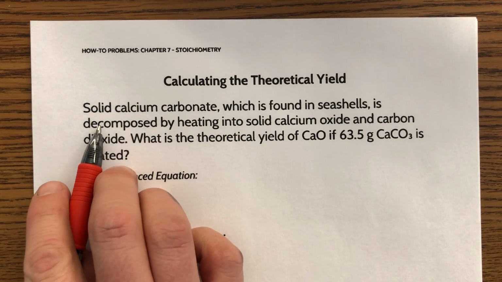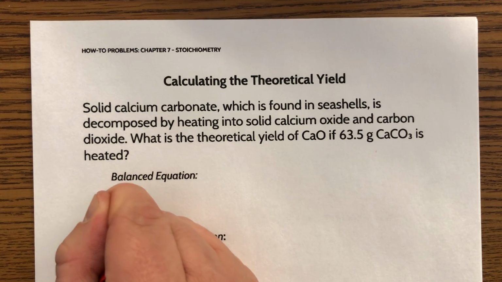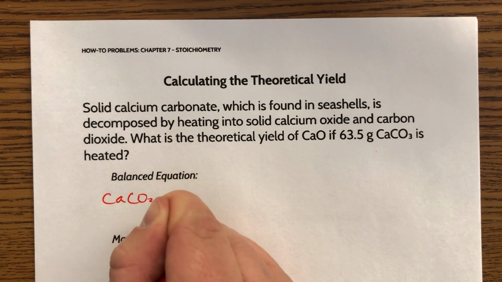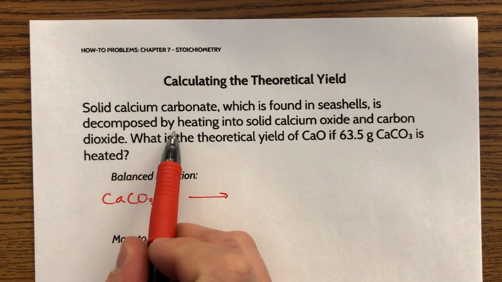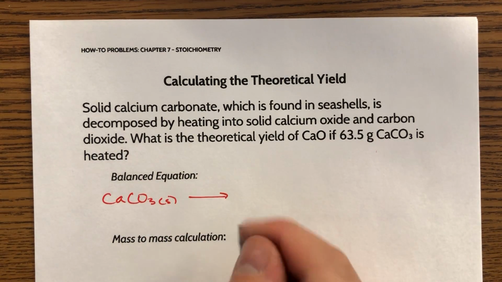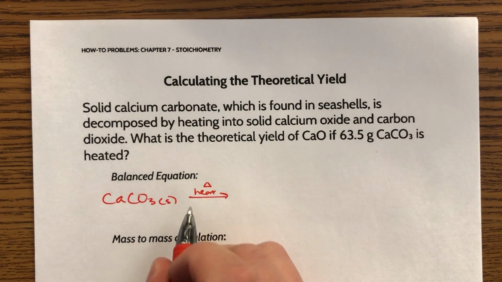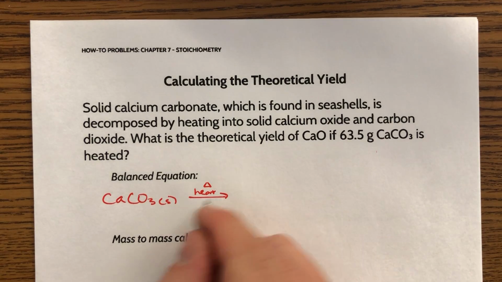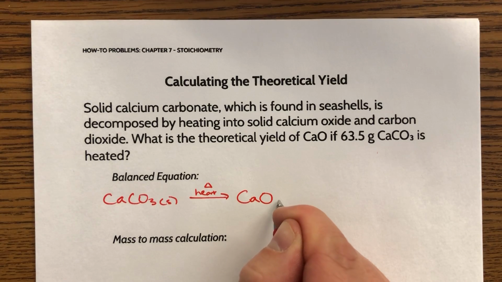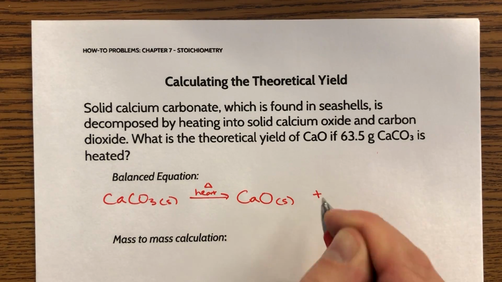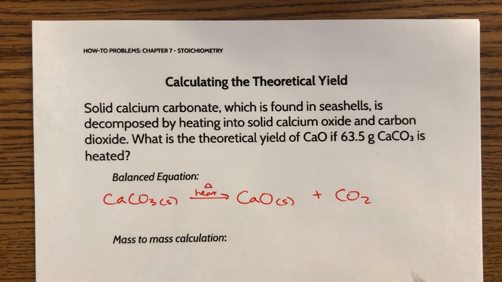We're taking solid calcium carbonate, which is CaCO3, found in seashells, and it's being heated and decomposed into solid calcium oxide. So we're adding heat, or we can add a triangle there, either works, a delta sign. And we're going to form calcium oxide, which is a solid, plus carbon dioxide, CO2, which is a gas.